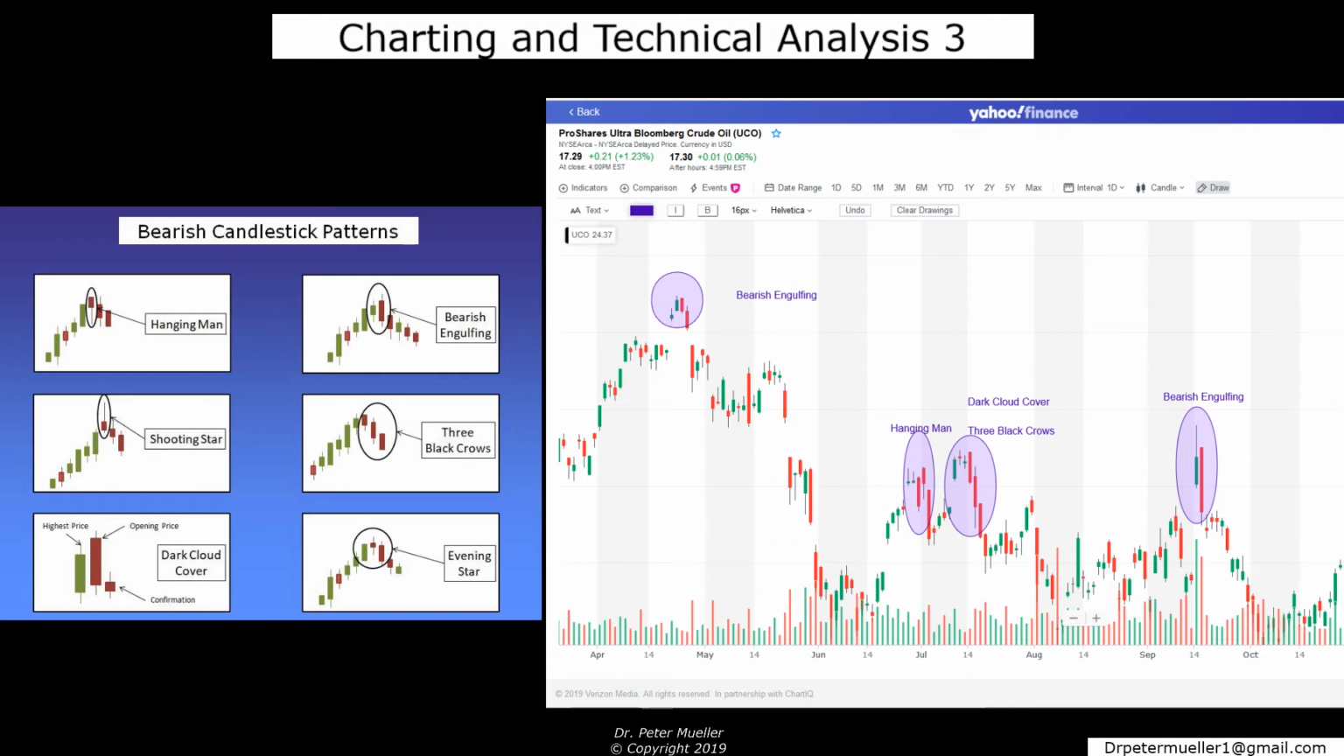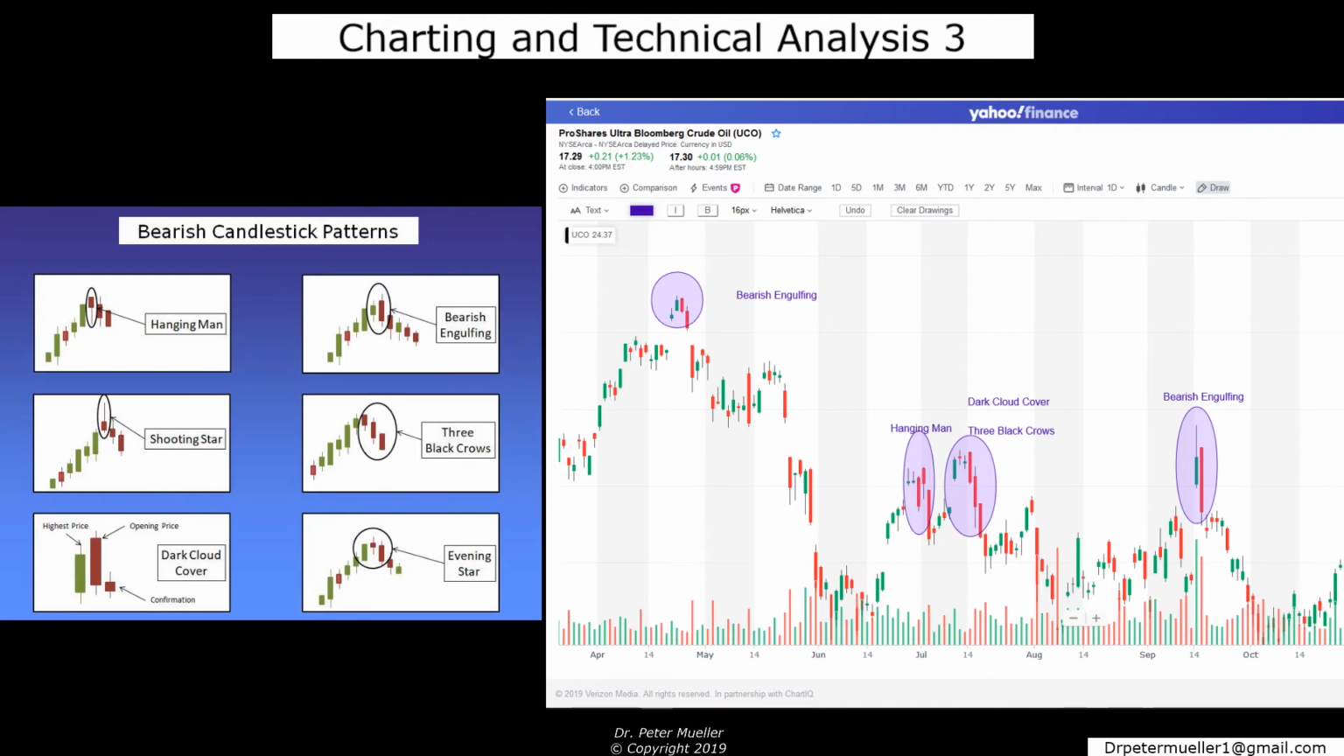The second pattern, very important, is the bearish engulfing. It is the reverse of the other one. So you have a small body of green, an uptrend, and the last candlestick is a green one followed by a red, and the big red candlestick fully engulfs the green one, indicating then a possible downtrend, as you can see here.